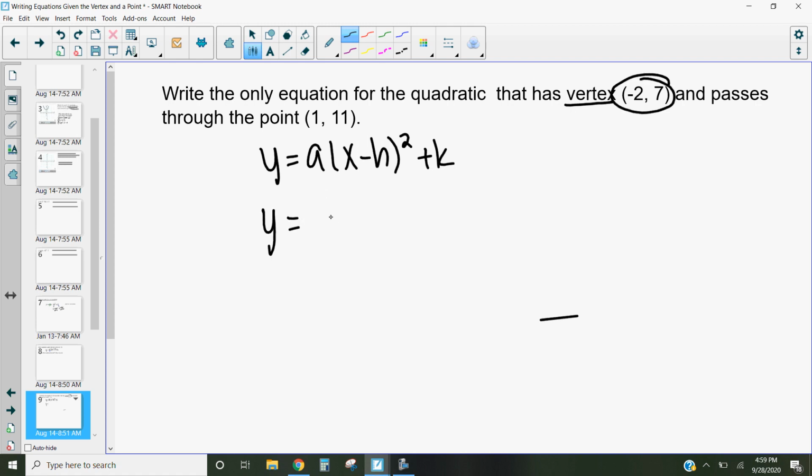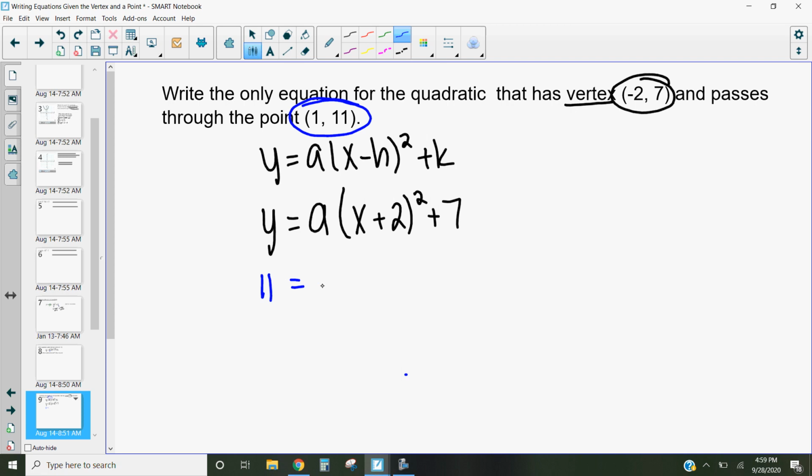So I've got y equals a times (x minus -2) squared plus 7. I don't know what a is, but our h value is -2, so minus -2 is the same as plus 2, squared, plus our 7. Now I want to figure out what this a is. The way I can do that is I know this point is on that line, so I can use that point to solve for a. The way I'm going to do that is I'm going to set it equal just like this.